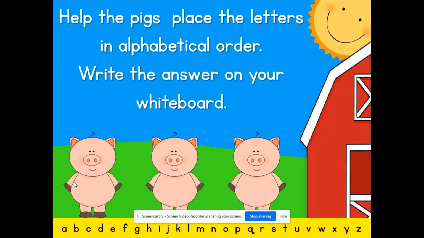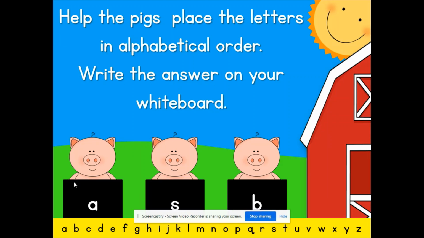Okay. So the first thing we're going to do is help the pigs place the letters in alphabetical order. Write the answer on your whiteboard. Well, I know you don't have a whiteboard, so if you could pause the video and get a scrap piece of paper right now, that would be awesome. Okay, here are the three letters we're going to start with. So we have A, S, and B. And right now they're not in ABC order. Our job is to put them in ABC order.